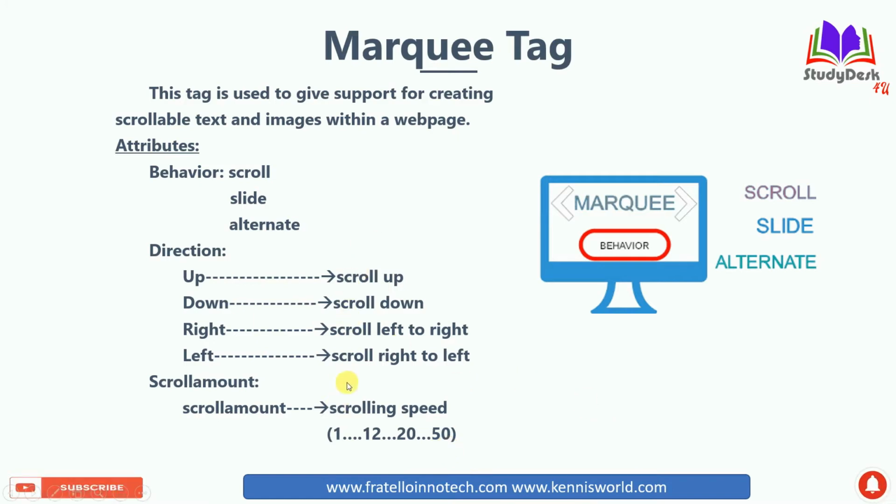Besides these, we also have a few more attributes like height and width. We can also mention those attributes in the marquee tag. I will show you how to use this marquee in the execution part.